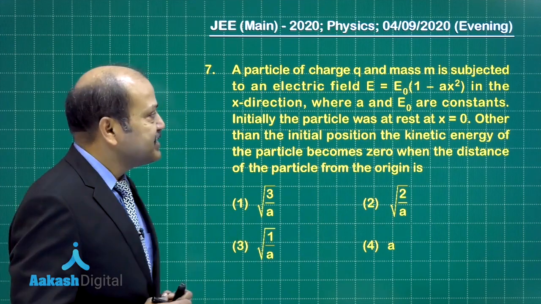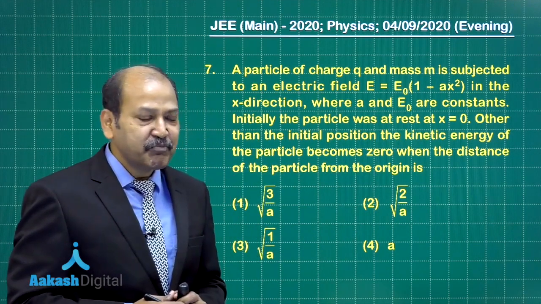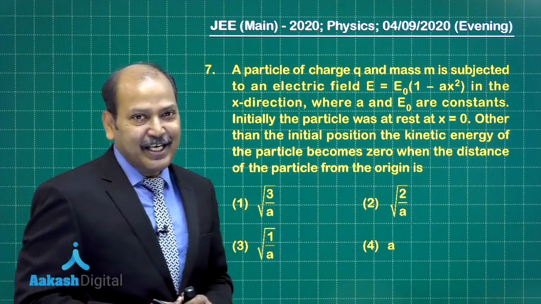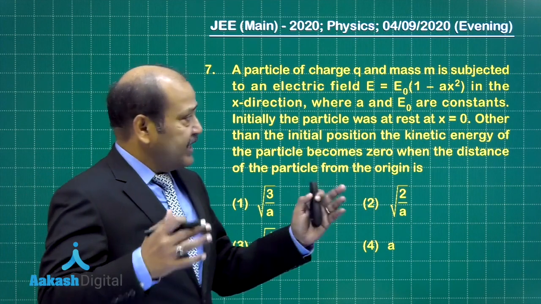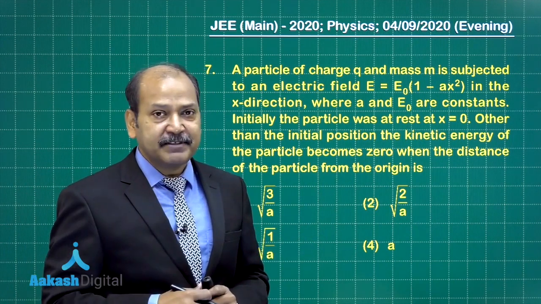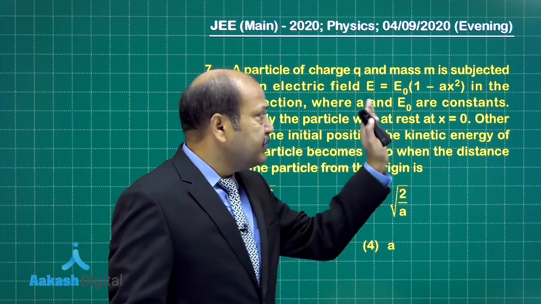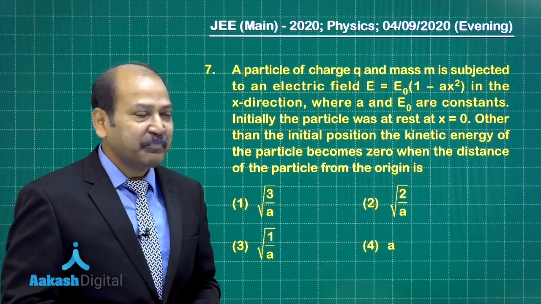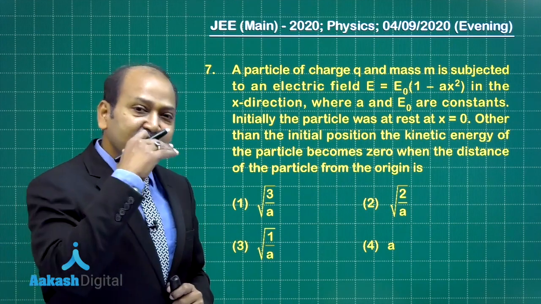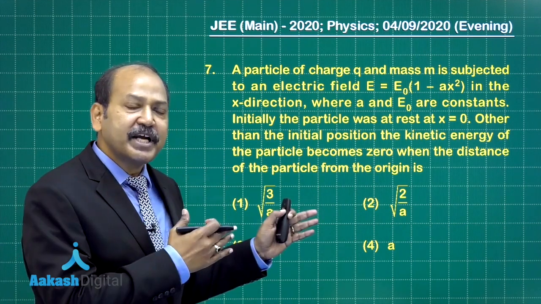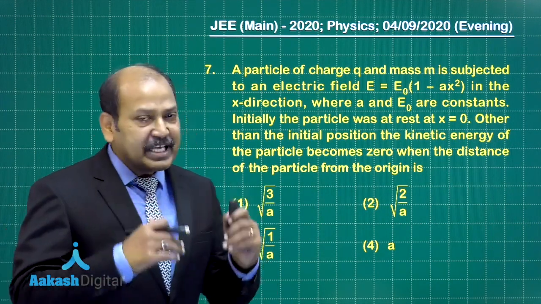Clearly, the question combines the concepts of electrostatics, the force applied by an electric field, and kinematics. If you look at the expression for the acceleration of the particle, let's equate that to v dv by dx, and the expression for v dv by dx then is E naught q by m into 1 minus ax square, right? And we have to find the position at which the speed becomes 0 once again. It starts from rest, and after traveling some distance it again comes to rest. So with that, let's proceed.